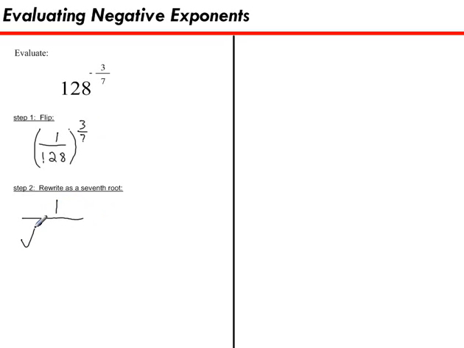The 128 is where I have to focus. Now, I need to make a 7th root, so I put a 7 in there, and then I write the 128, and it's cubed. So there's a 3 exponent on the inside of this root symbol.